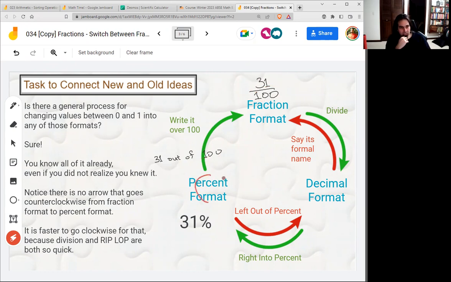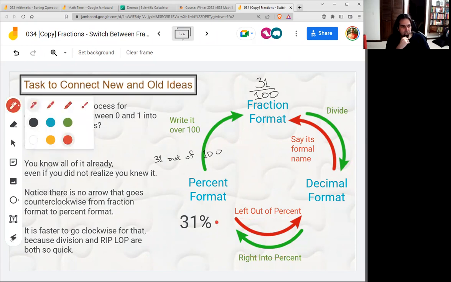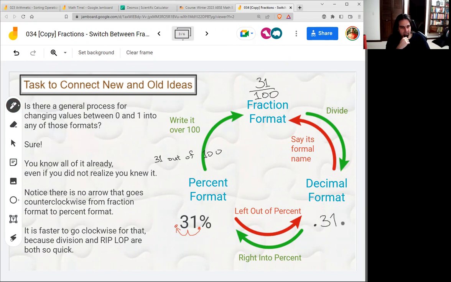How about percent to decimal? We just saw that with our rip-flop. Right into percent, left out of percent with 2 swoops. So if I want to go out of percent, that's left. There was a decimal hiding on the right side of a whole number. Now it's moving over here. So I'm going to get 0.31. So that was left out of percent.